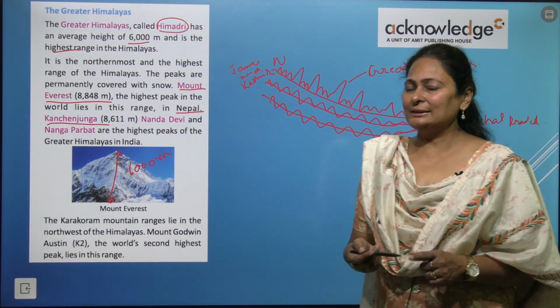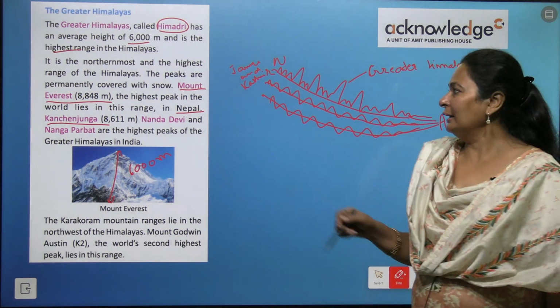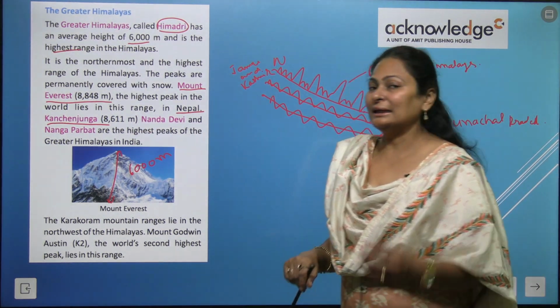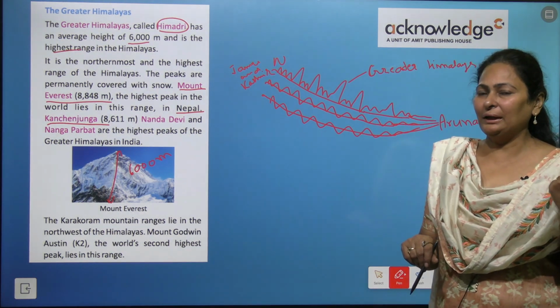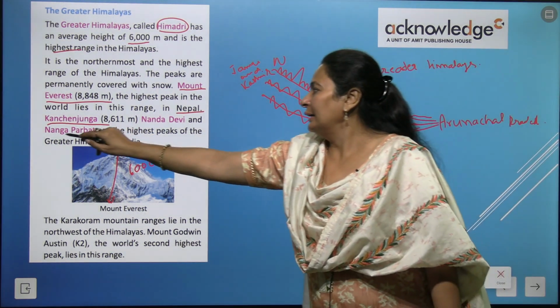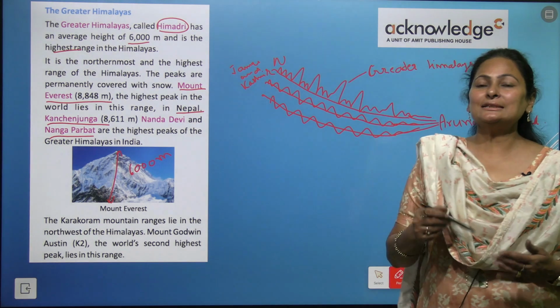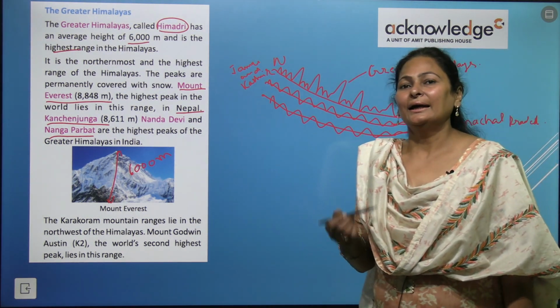Mount Everest is the highest peak in the world. It is in Nepal. Kanchenjunga is the second highest peak. Nanda Devi and Nanga Parbat are the highest peaks that lie in India.